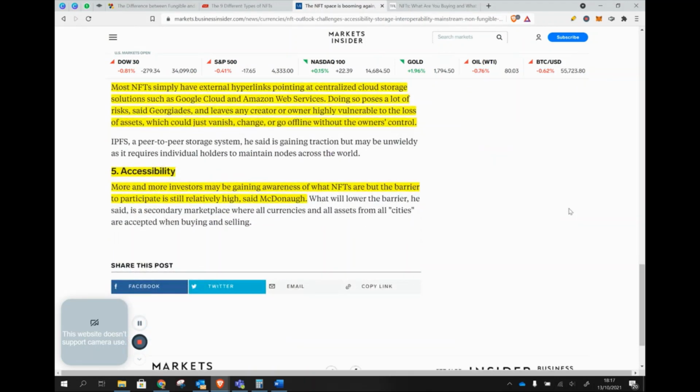Then accessibility. More and more investors may be gaining awareness of NFTs, but the barrier to participate is still relatively high. In order to buy those assets, you need to have browser wallets. You need to know about security. Whereas for Bitcoin and fungible assets, it's way easier. You can just go through a middleman. You can use Binance or Coinbase. For NFTs, this is way harder and way more difficult. So this is a barrier to entry.